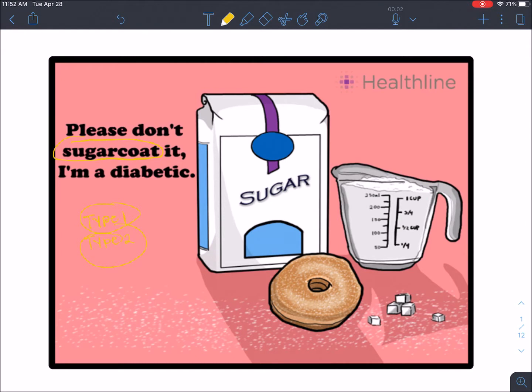Otherwise, your blood glucose levels may get too high and the risk for disease and damage to the body will increase. So let's get started.